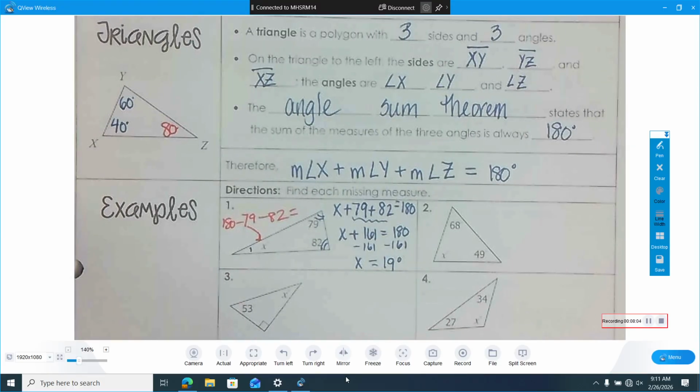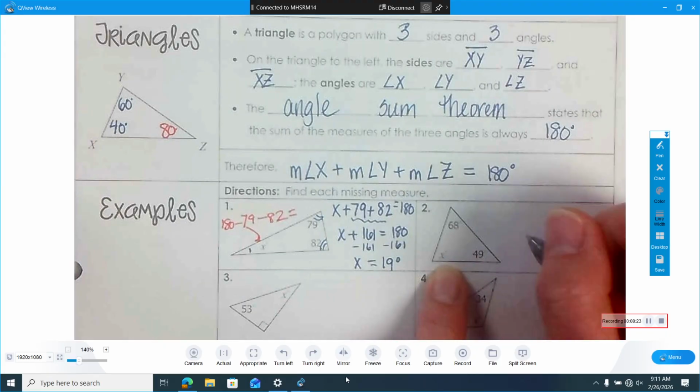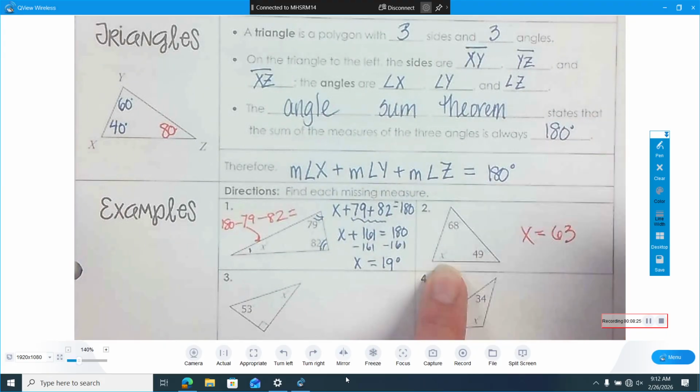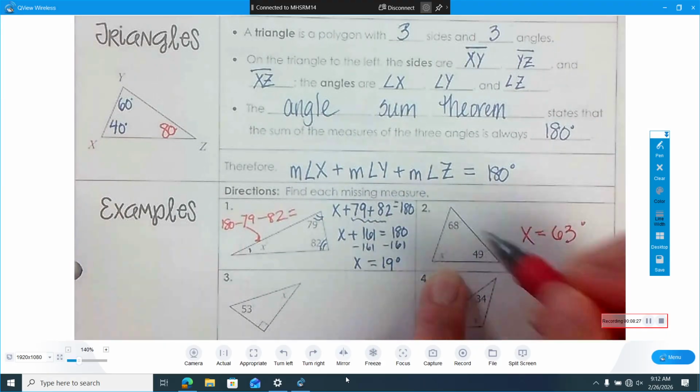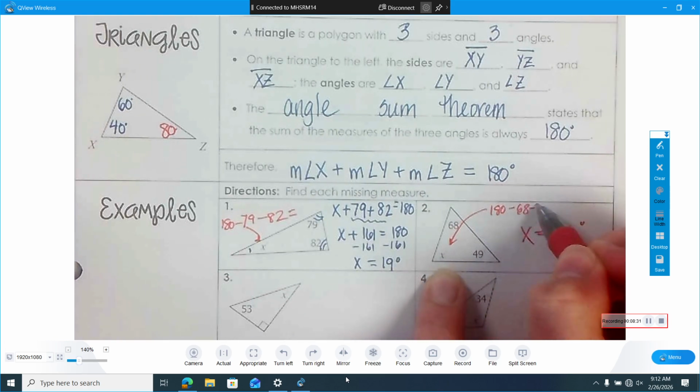Okay, ladies and gentlemen, here you go. Grab your calculators and figure out number 2. Do it now. 63, yes, X equals 63. How'd you get that? Subtract from 180. 180 minus 68 minus 49.